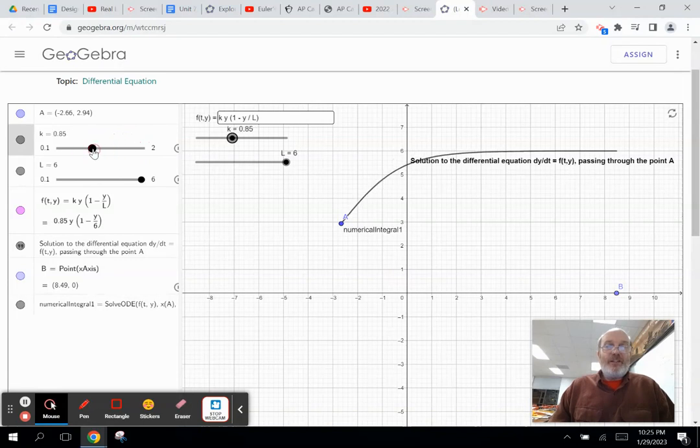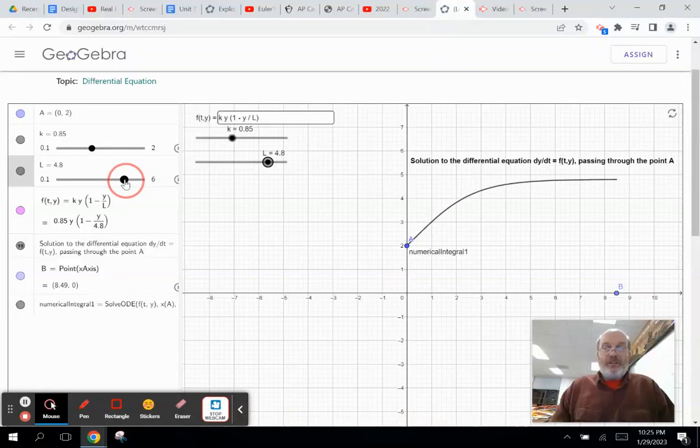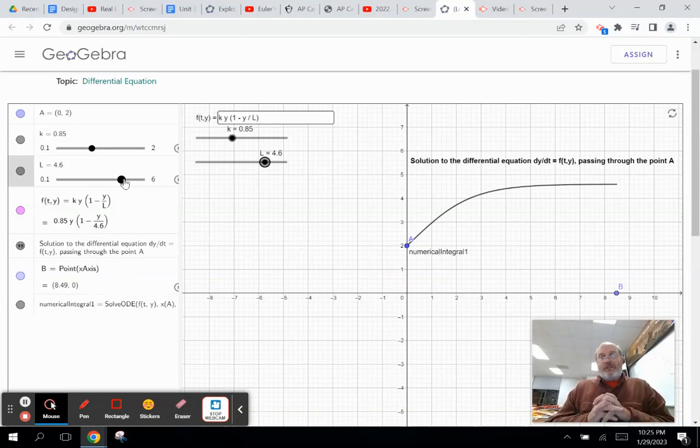But you can play with this and adjust your carrying capacity and adjust your A. Move A over here. You can adjust your L. You can see that it's limiting your carrying capacity. So I'll let you play with that, see how it works. Just know that when the Y value is half of the carrying capacity, that's when you have a point of inflection, if the range is from 0 to the carrying capacity.